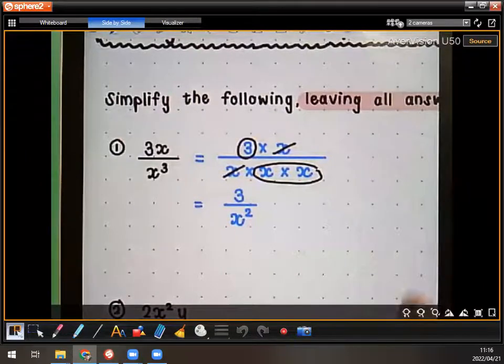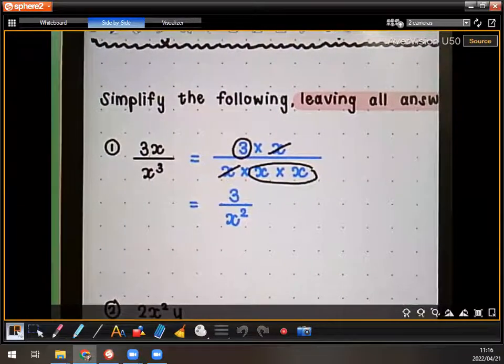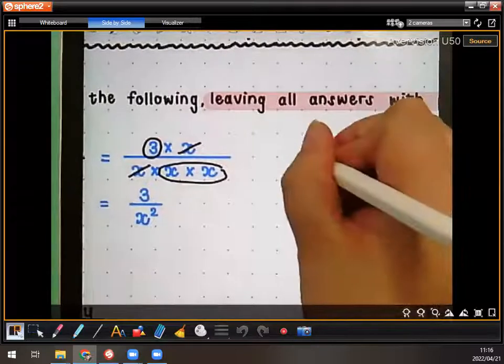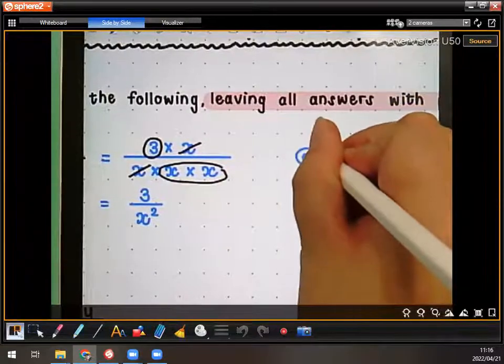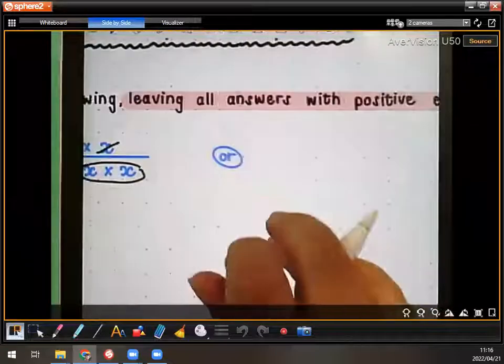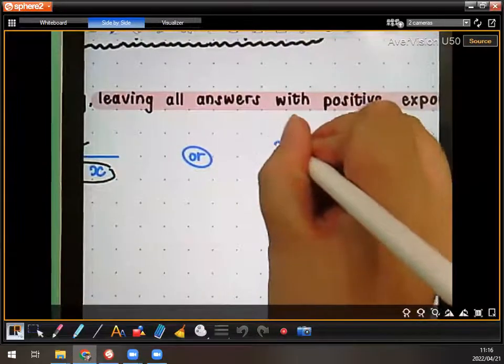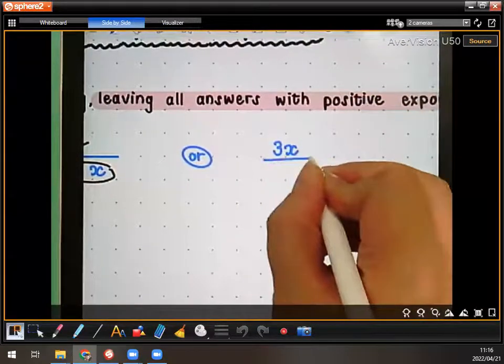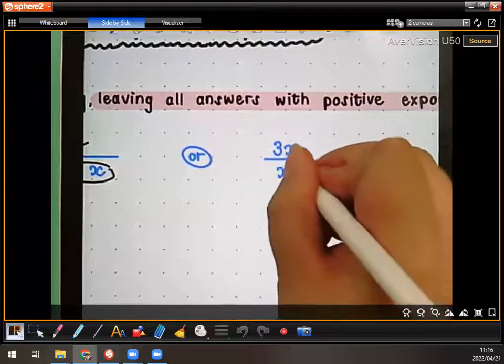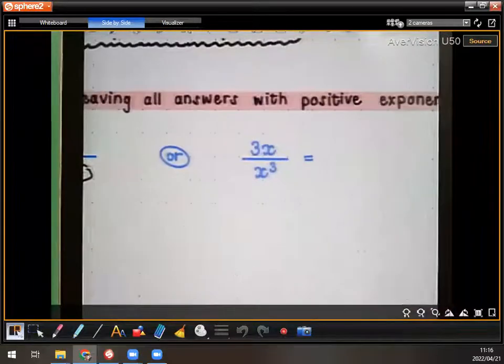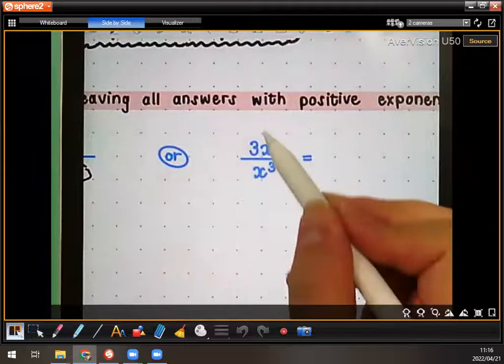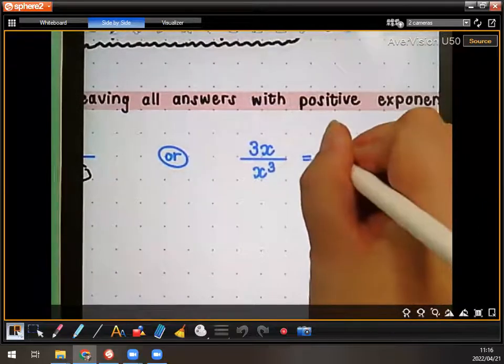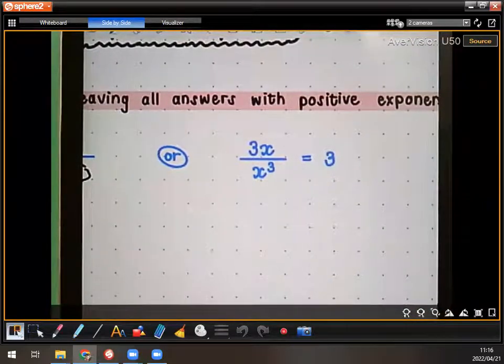Okay, if you wanted to do it in the other way, which is fine, I'm just going to show you how to then go from the negative exponent to one with a positive answer. So if you had this, I'm just going to write 4 on the side. If you had your 3x over x cubed, you would say, what's 3 divided by 1? That is just 3, right?